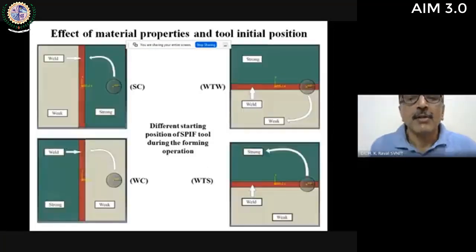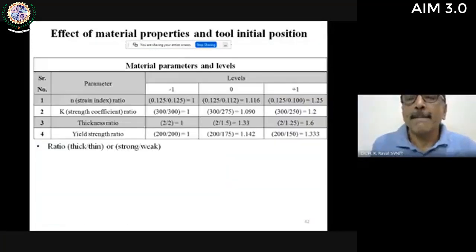So here the study was done where the material property is varying, that is K and N.